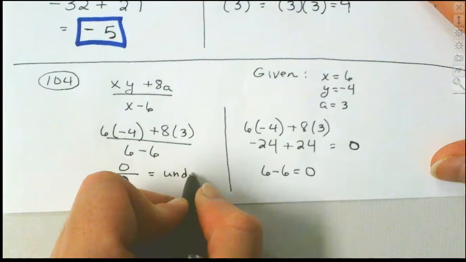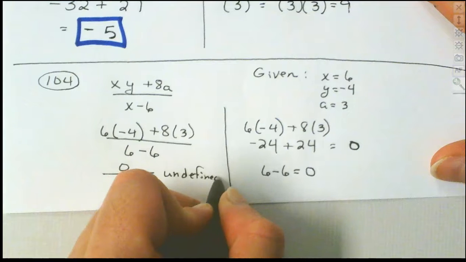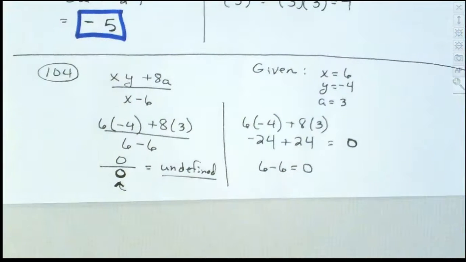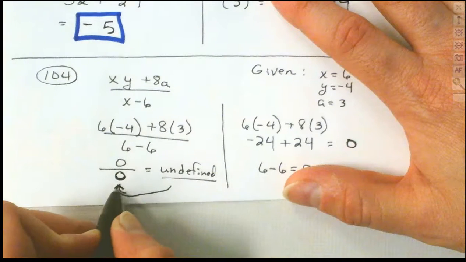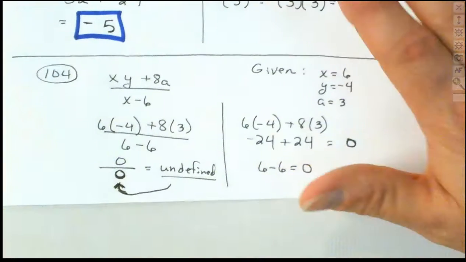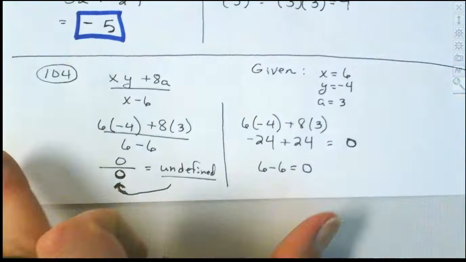It is undefined. So anytime there's a 0 in the denominator, it stays undefined. If there's a 0 in the numerator only, then it's 0. But if the 0 is down below, it's undefined. And the reason for that is that 0 below. So even when you have a 0 over 0, it's still undefined, not 0.